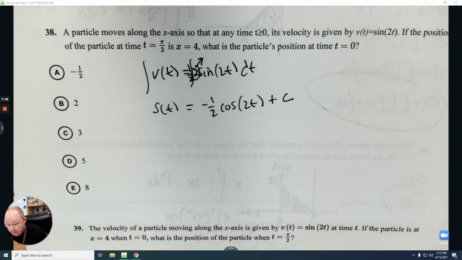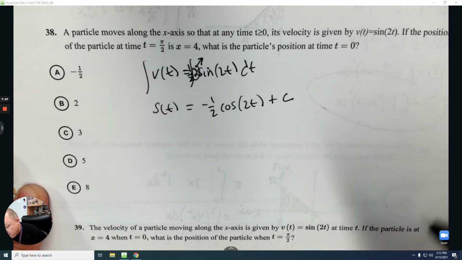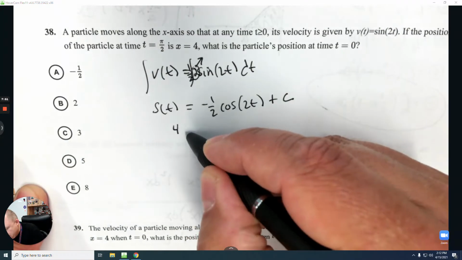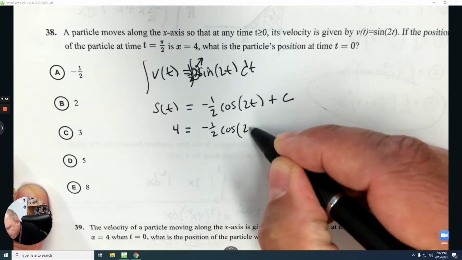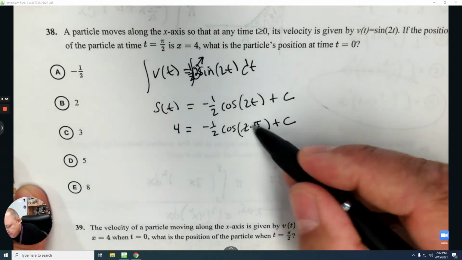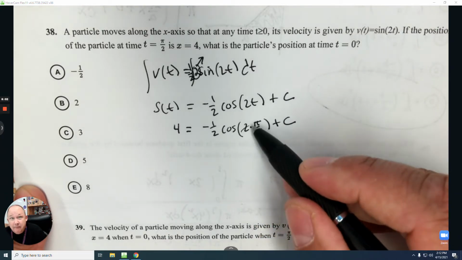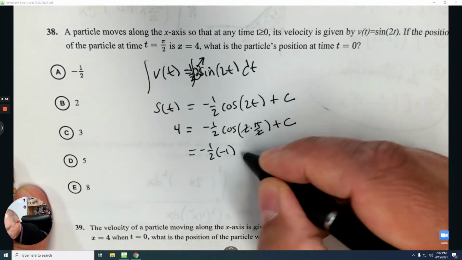Next, it gives you a value. So when t is pi over 2, x is equal to 4. So it moves along the x-axis. So x equals 4 is the answer part. T is pi over 2, and then I need to solve this for c. So the 2's divide out. The value of cosine at pi is -1, so it's -1/2 times -1 plus c.